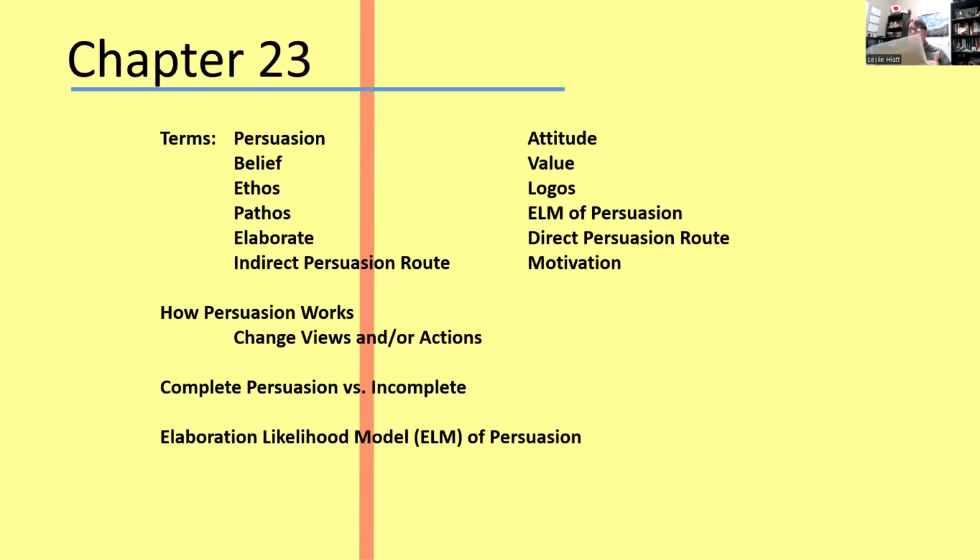Now we're going to go into terms and theories. Hint, hint, nudge, nudge. Ethos, logos, pathos. You probably have heard these in other classes. English uses it. Philosophy definitely uses it. And then psychology sometimes uses it as well.